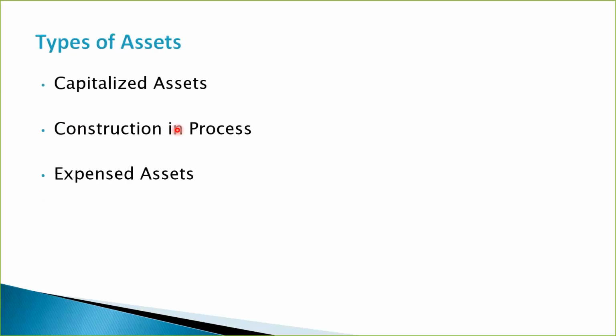So the next thing I want us to talk about is the types of assets that you will be dealing with in FA module. And these are the three types of assets: capitalized assets, construction in process assets, and expensed assets. Okay. So let's see what each one of them means. And we are also going to maybe give examples.